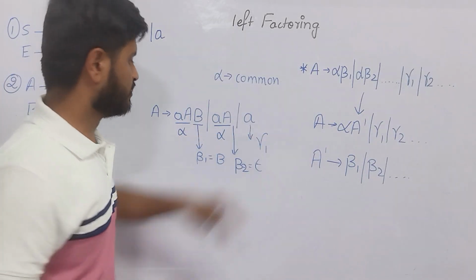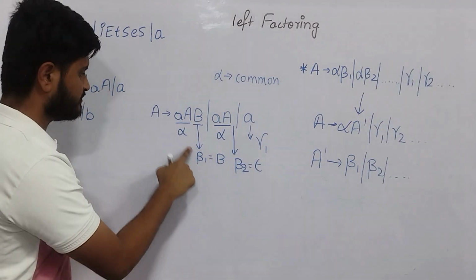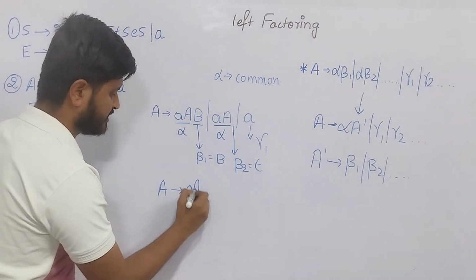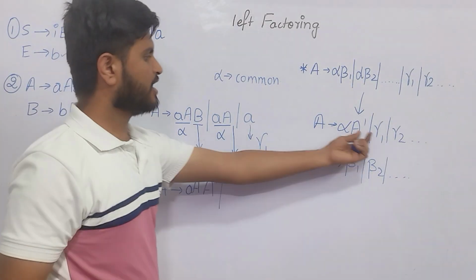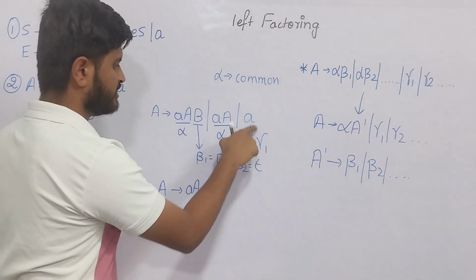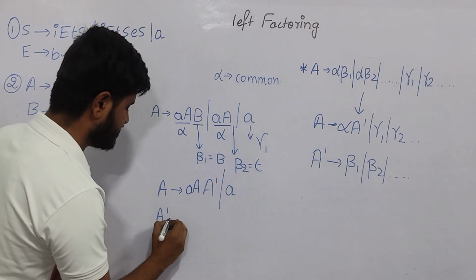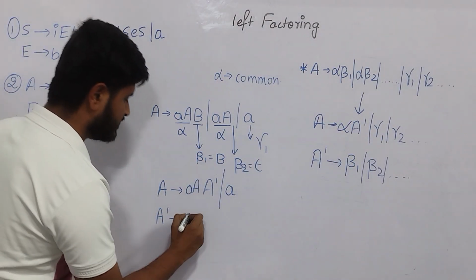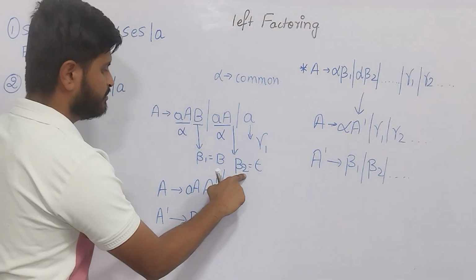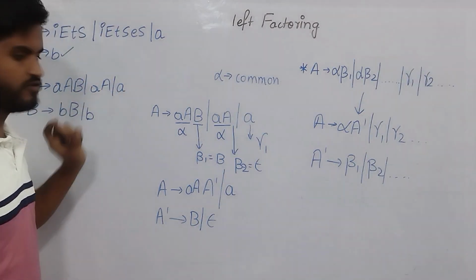Now convert to these forms. A producing alpha value. What is the alpha value here? Small letter a, capital letter A. Next, A dash slash gamma 1, gamma 2. Here we have only one gamma value, that is gamma 1, small letter a. Next, A dash producing beta 1, beta 2, like that. So what is the beta 1 value? Capital letter B. The beta 2 value is epsilon. So now we have completed this question.